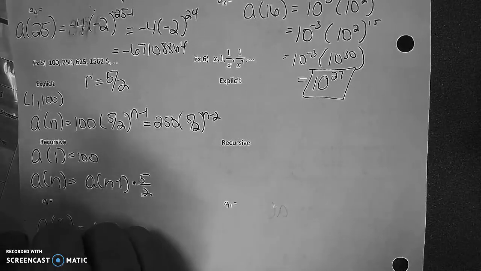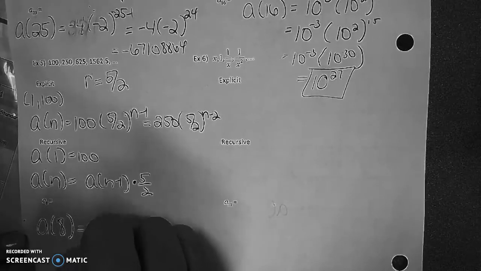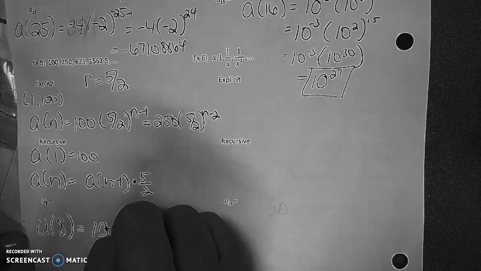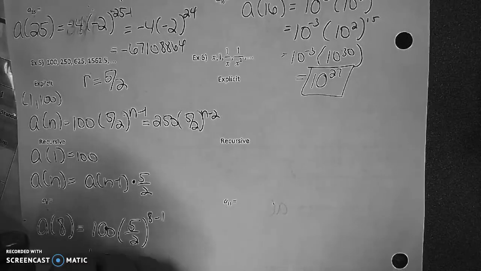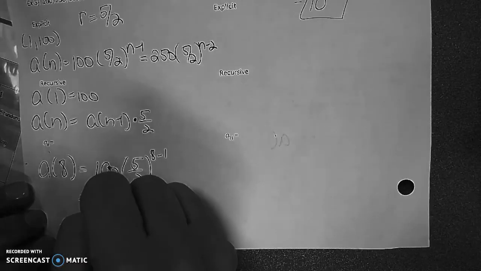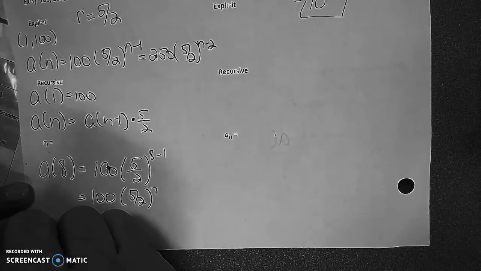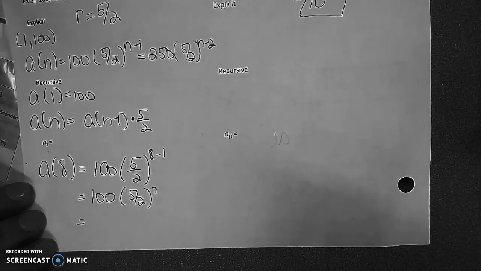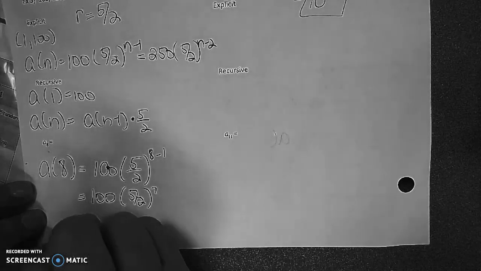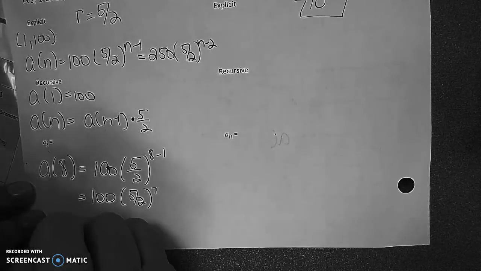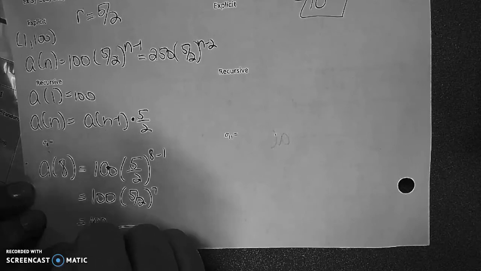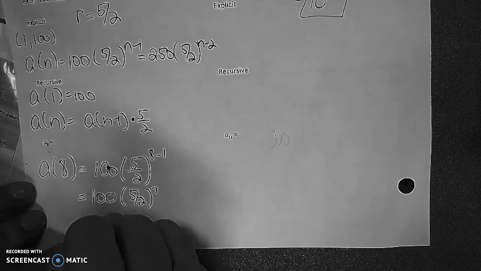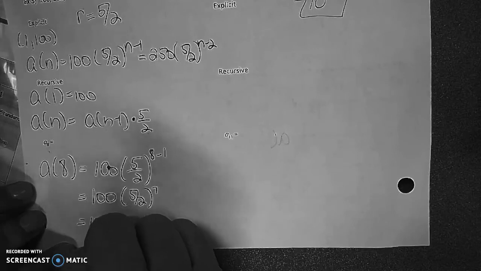A sub 8 will be 100 times 5 over 2 to the 8 minus 1. So 100 times 5 over 2 to the 7th. And no, I wouldn't expect you to know what 5 over 2 to the 7th is. You should know 2 to the 7th. You should know that 2 to the 7th is 128. But 5 to the 7th, not something I would expect you to know. I have typed that into my calculator.